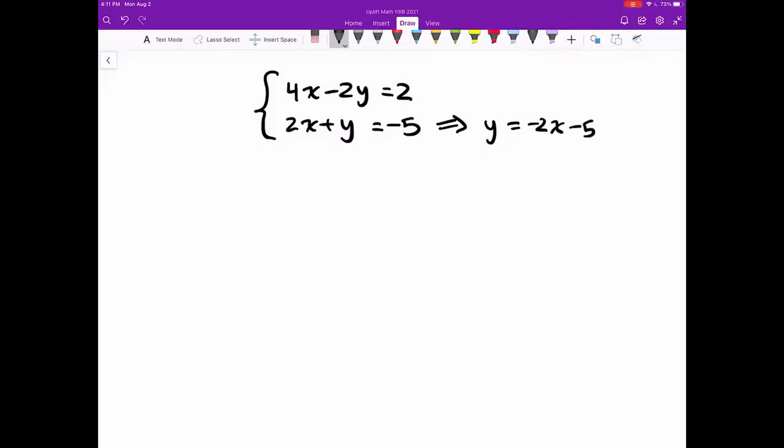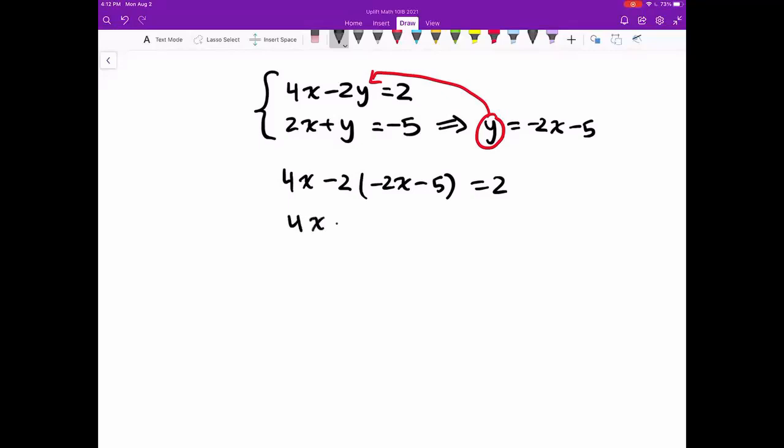Then we want to substitute the y back into the other equation in terms of x. So we have 4x minus 2 times (negative 2x minus 5) equals 2. This makes a single equation with only one variable, so it's pretty easy to solve for x. 4x plus 4x plus 10 is 2. 8x is negative 8, so x is negative 1.